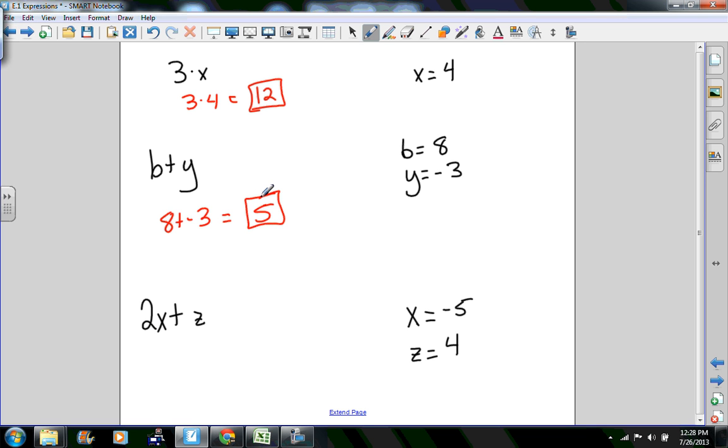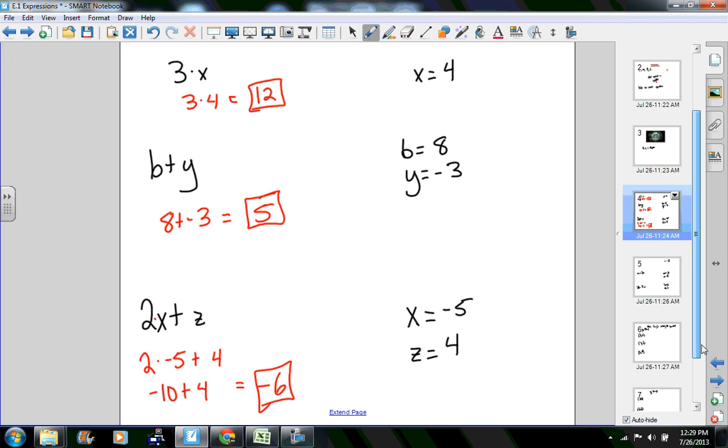And on the bottom, the last one, 2x. Now, this is important. If there's ever a 2x, 2y, 2b, whatever, that means there is a multiplication sign in between them. They're usually not written in, but just always assume it's there. So it's 2x plus z, x is -5, z is -4. So it's 2 times -5 plus 4. Now we have to do a little bit of order of operations. We're going to do the multiplication first. 2 times -5 is -10 plus 4. -10 plus 4 is -6. And that's it. That's all we're doing.